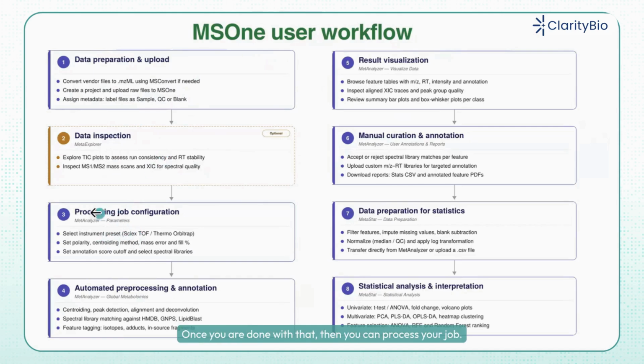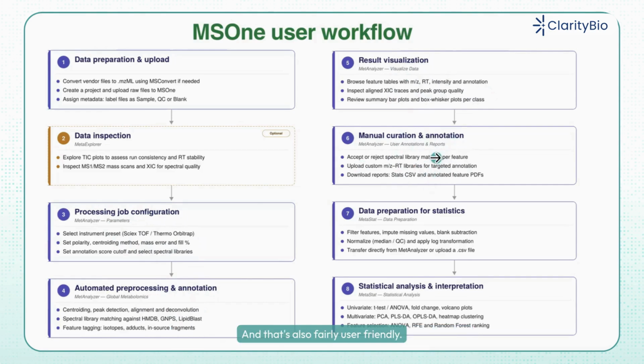Once you are done with that, then you can process your job. For processing the job, you would have to set the parameters. We have a number of default parameter sets that you can choose from, and then the processing is automated. Once the results are available, you can come back and visualize the results, visualize the peak quality, MS2 matches, etc. If curation is required, you can always curate it and add user annotations to the data, and that's also fairly user friendly.